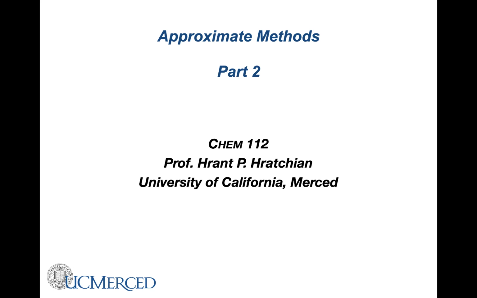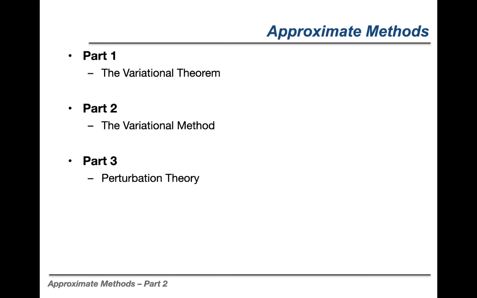This is our second lecture on approximate methods. In the first lecture, we outlined what the two primary methods are for dealing with cases where we can't solve the Schrodinger equation exactly. That's really the motivation for learning about approximate methods. We learned about both the variational theorem and about perturbation theory. In this lecture, we're going to focus specifically on so-called variational methods.